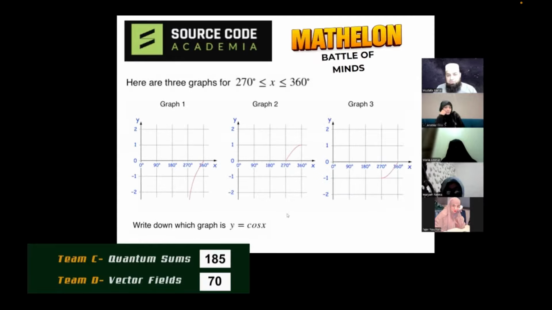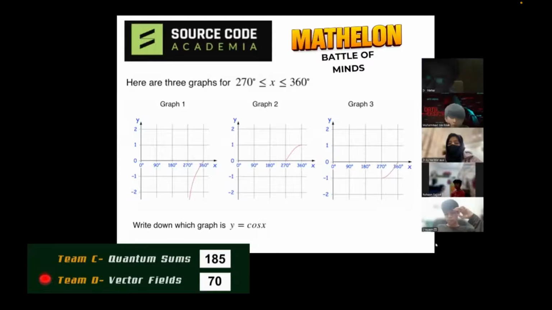Here's the graph which shows the value of x between 270 and 360. Graph 1, 2, 3 are on your screen. Which graph shows y is equal to cos x? Team D, Irha. Yes, Irha. Graph 1. What is your answer, Irha?